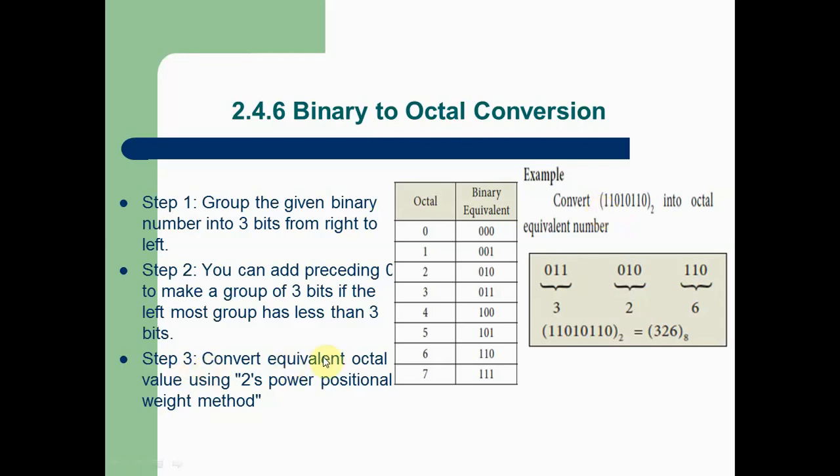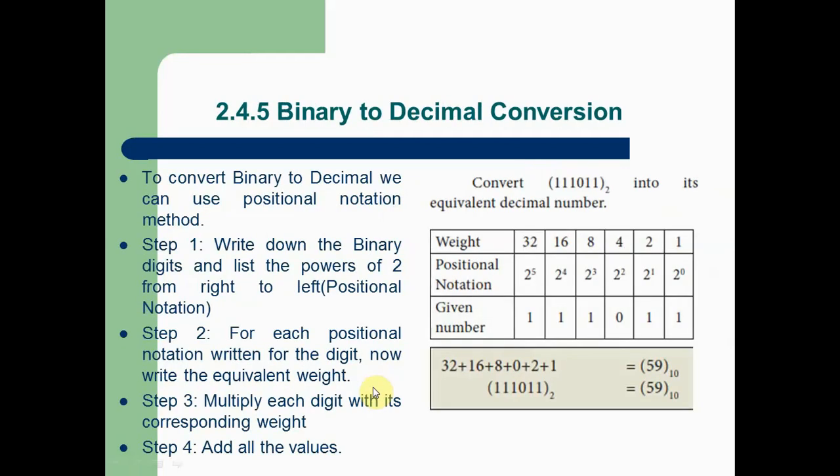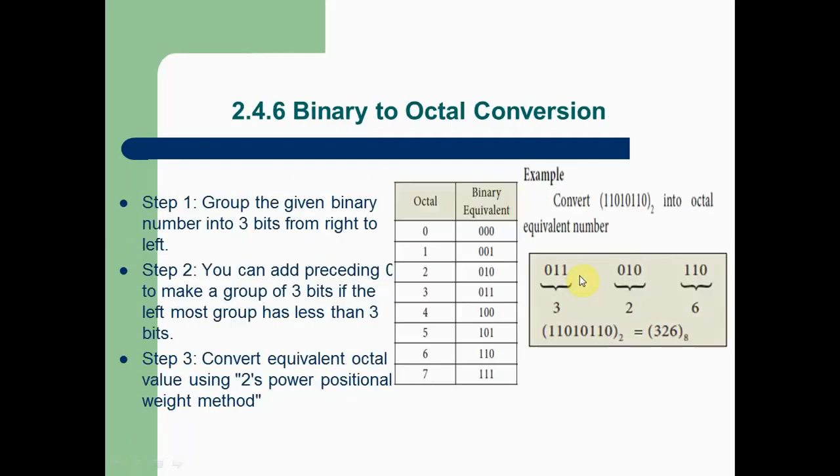In step 3, convert to the equivalent octal value using the 2's power of positional value weight method. Each and every 3 bits should be converted using the 2's power of positional weight method, which we already discussed. By using this method, we want to convert these 3 digits into decimal.